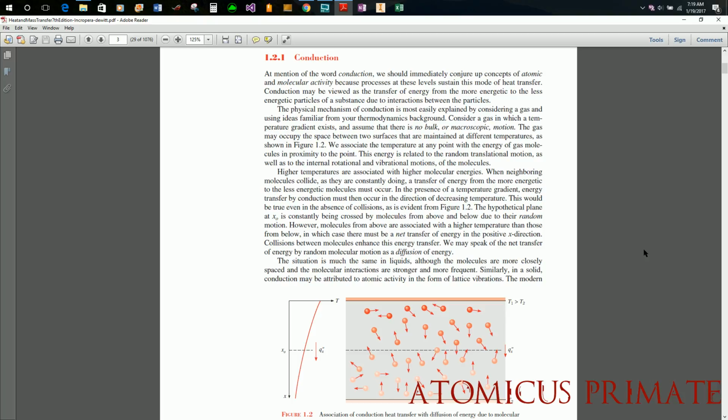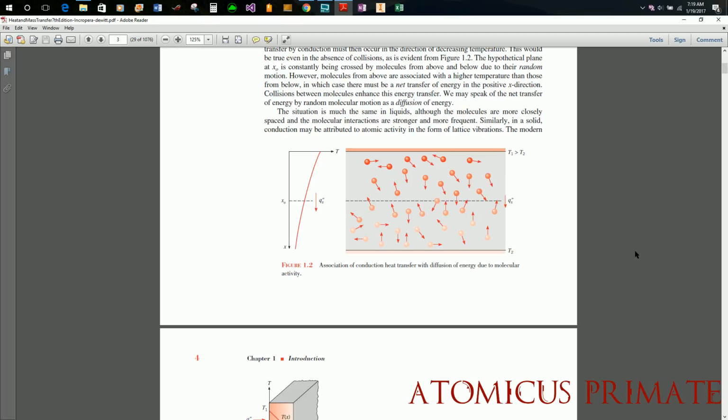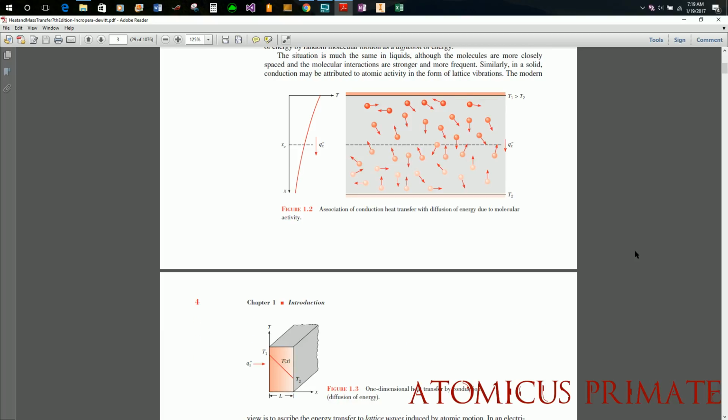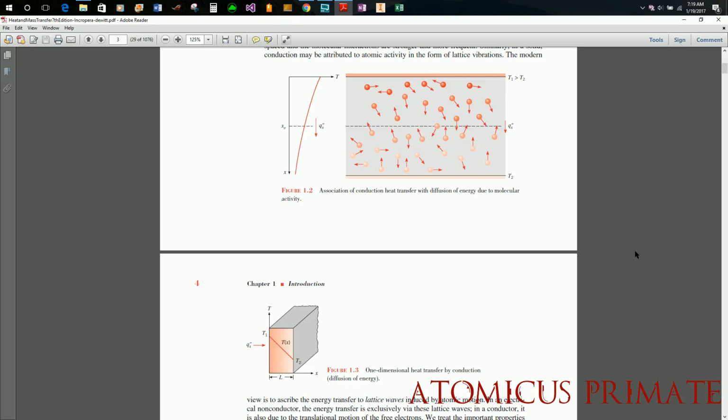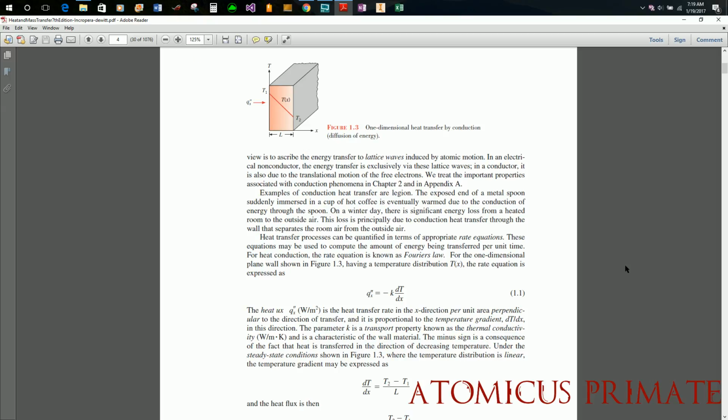The situation is much the same in liquids, although molecules are more closely spaced and the molecular interactions are stronger and more frequent. Similarly, in a solid, conduction may be attributed to atomic activity in the form of lattice vibrations. The modern view is to ascribe the energy transfer to lattice waves induced by atomic motion. In an electrical non-conductor, the energy transfer is exclusively via these lattice waves. In a conductor, it is also due to the translational motion of the free electrons. We treat the important properties associated with conduction phenomena in Chapter 2 and in Appendix A.